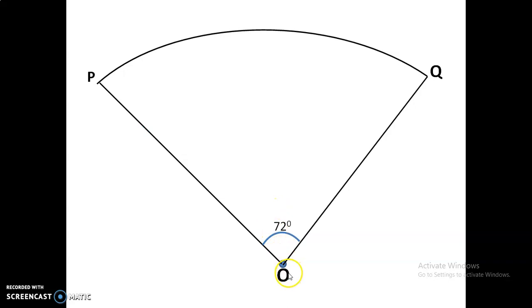So next, third point of the construction procedure. On the line OP, mark a point O dash.